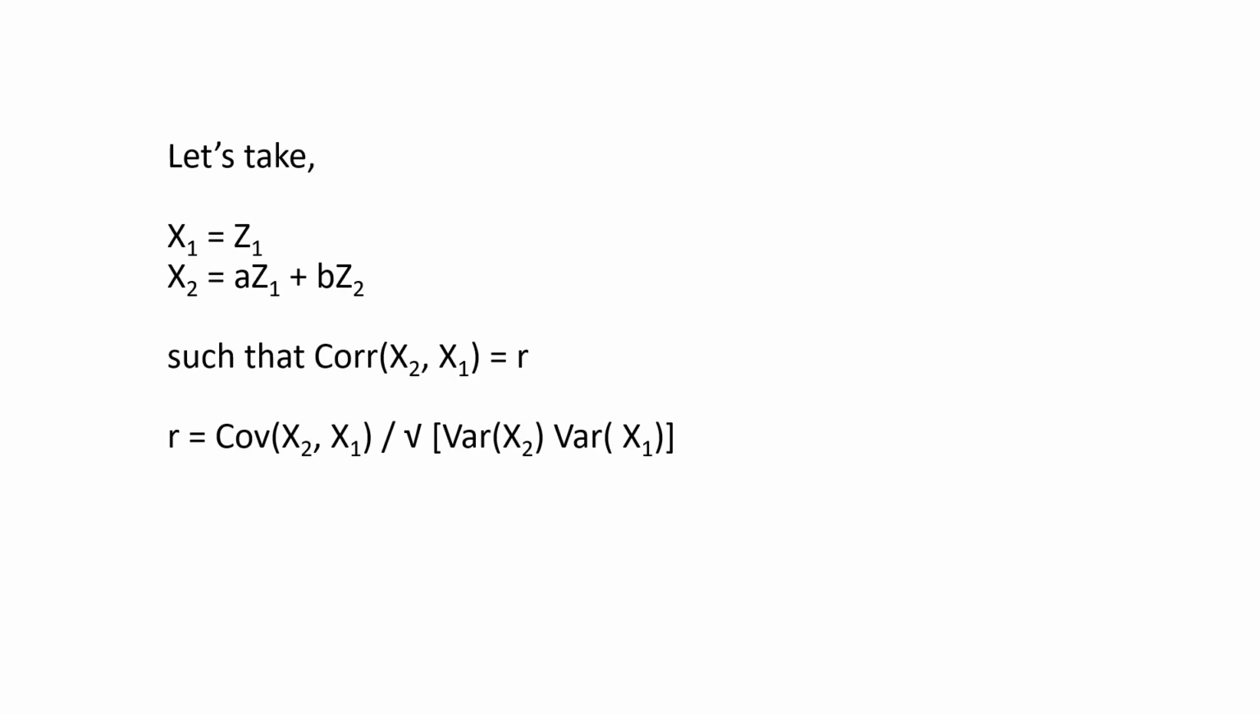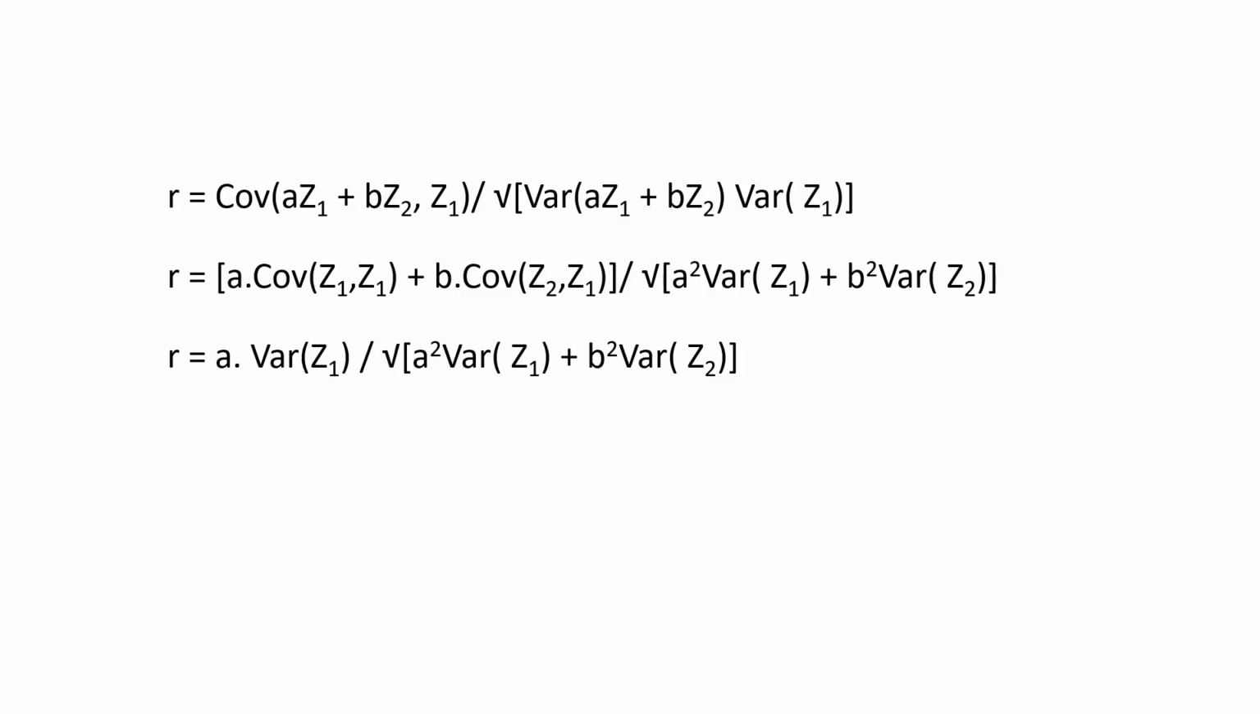So we take one of the random variables X1 same as Z1 and the second one as a linear combination of Z1 and Z2 in such a way that the correlation between X2 and X1 is R. We can write this correlation as the covariance between X1 and X2 divided by the product of standard deviations, which is the square root of the product of variances of X2 and X1. So now our goal is to find the values for a and b.